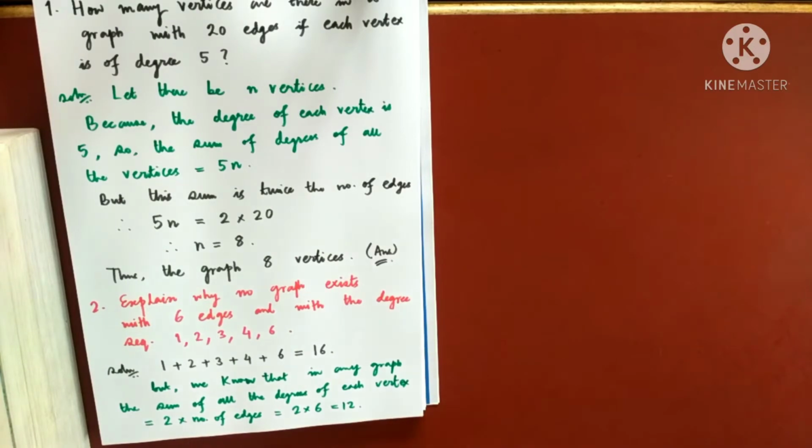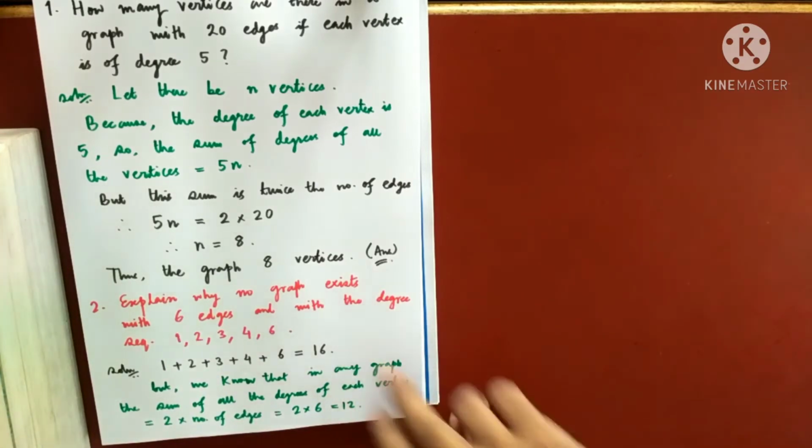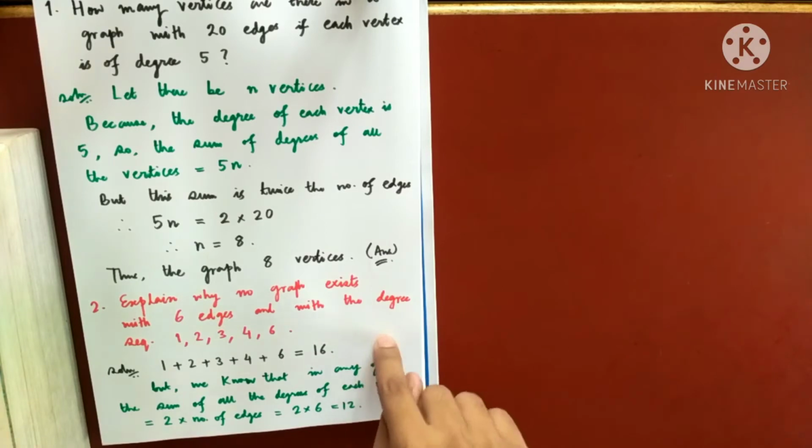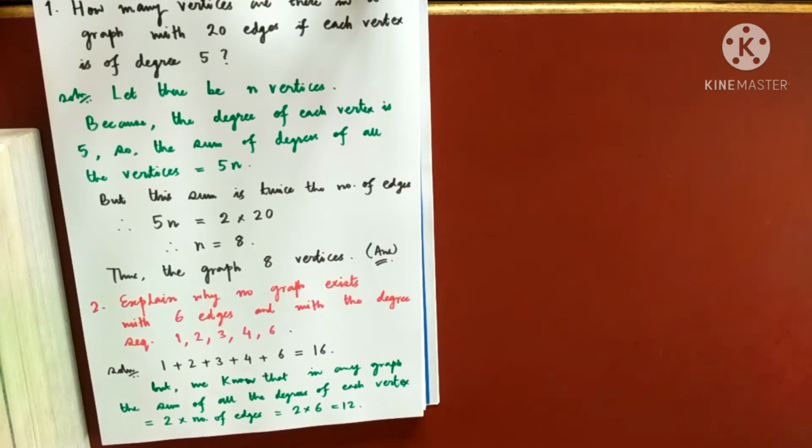You may explain a bit more if you want to. In simple words, the sum of our degree sequence is coming as 16, but it should actually have been 12, because the sum of all the degrees is equal to twice the number of edges. So 2 sixes are 12, but these two are not equal, so you may conclude that no such graph exists. Just write a concluding sentence: because 16 is not equal to 12, no such graph can exist. Am I clear? Yes, sir.